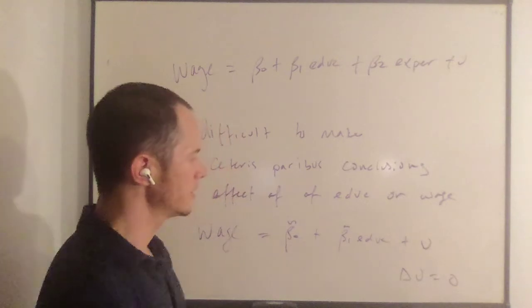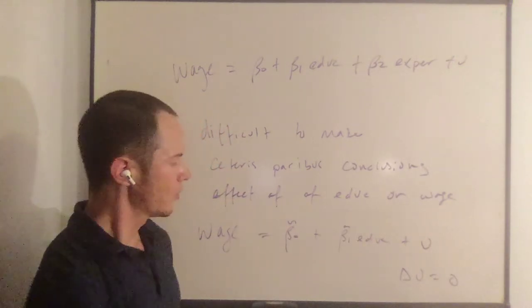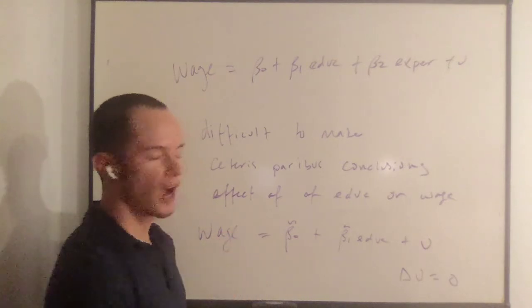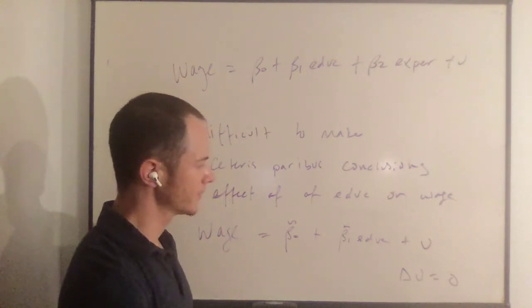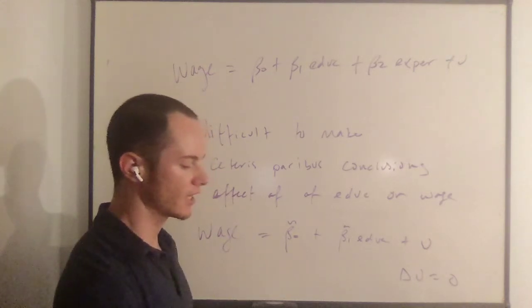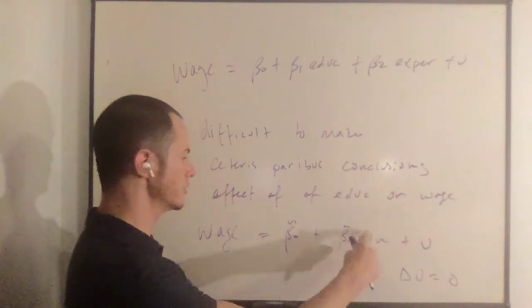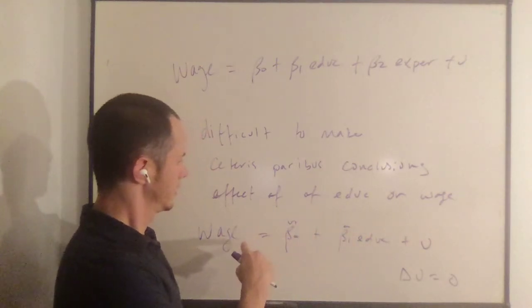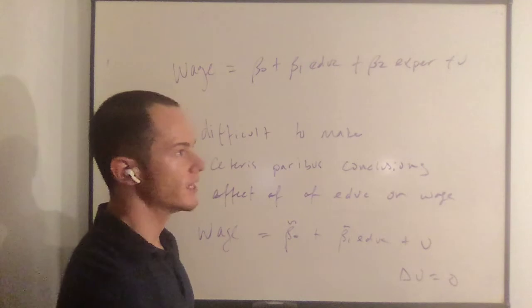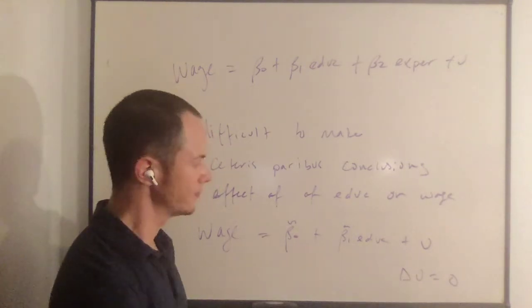all else is being held equal. So we want to say for an additional year of education, how much higher do we expect our wage to be? And in order to make that conclusion, that causal inference, that the cause of the increase in wage is the additional year of education, all else has to be equal.